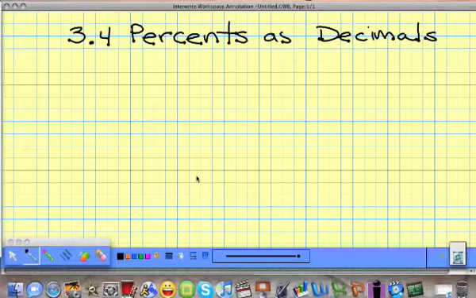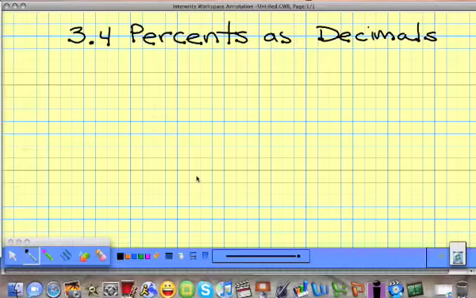We're working on lesson 3.4 out of the 7th grade curriculum. Today we're going to be focusing on percents, and we're going to be turning those percents into decimals. Today's lesson is pretty simple. A couple steps I want to make sure that we do remember, and if we can get those steps remembered, then we should be able to go ahead and work hard and master this basic skill.